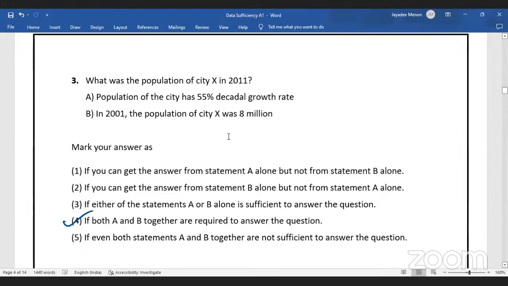City X is not mentioned in Statement A. Yes, that is a small issue there. It will be confusing. I think most probably there will be some typo error. But in your actual question, it will be perfectly clear.